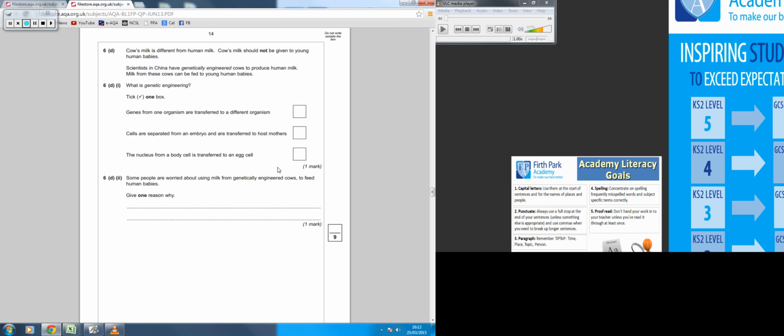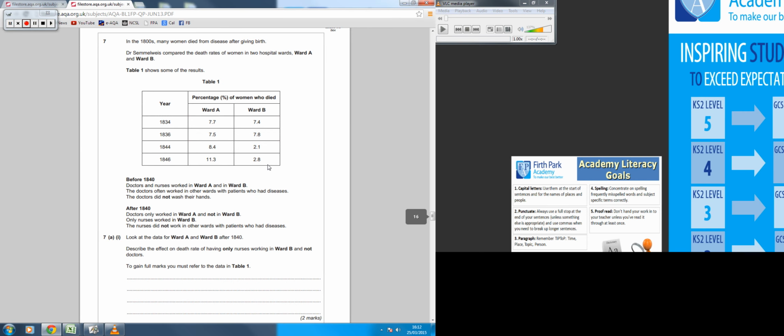We've then got a question about genetic engineering. So tick the correct box for genetic engineering. It says some people are worried about using milk from genetically engineered cows to feed human babies. Suggest one reason why. So try and think of something sensible as a reason why people might not like it.